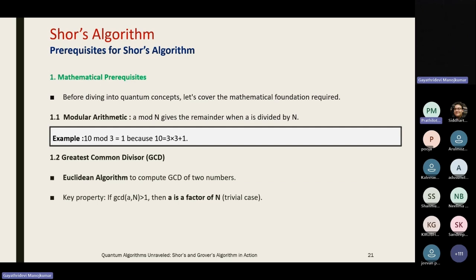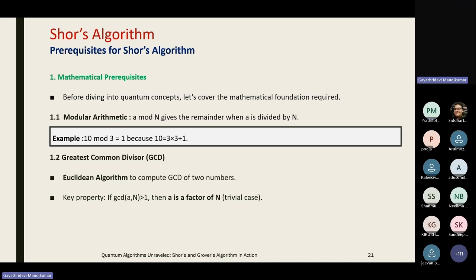So once you need to implement Shor's, the first prerequisite is the mathematical prerequisite. The first one is known as modular arithmetic. As everyone knows, mod means we need the remainder when it is divided by n. For example, I have given the example 10 mod 3 is 1, because you all know that 3 times 3 is 9. When I add plus 1, it gives 10. So the remainder is 1.